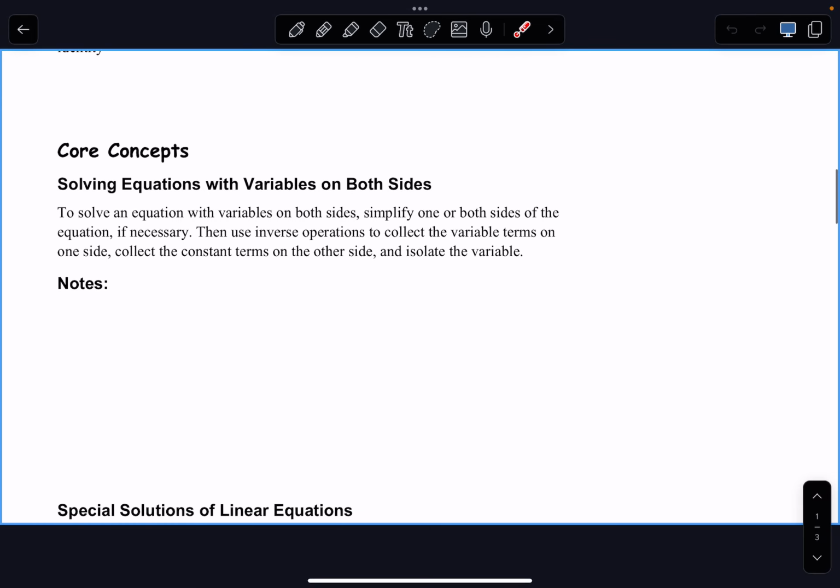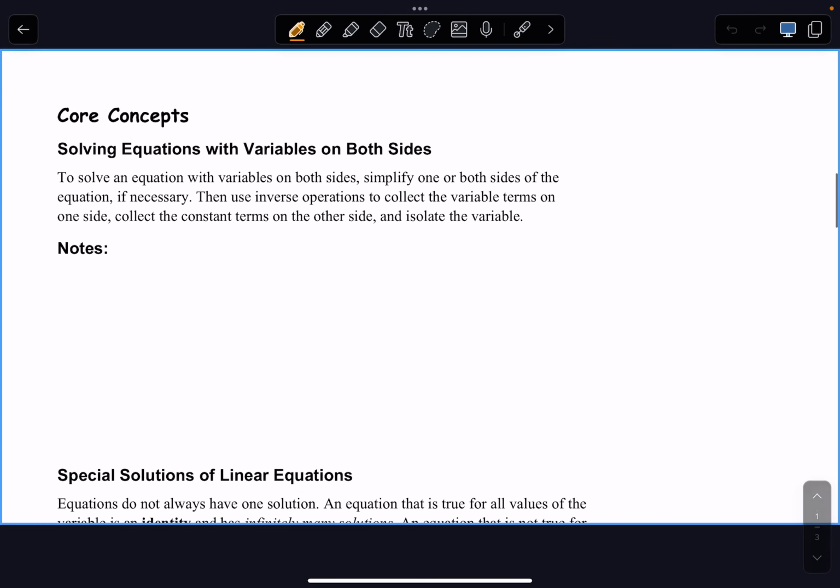Okay, so our big difference today for solving equations is that we could get some special solutions. So let's go through what things we need to look for first when we're solving our equations, okay? First thing I want you to do is look to see if you have any parentheses that you need to distribute a number through, okay? If you don't, that's fine.